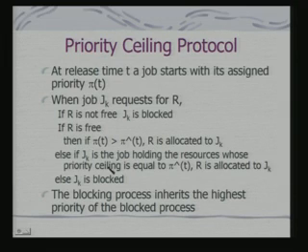So, the resource gets allocated to JK, and the blocking process inherits the highest priority of the blocked process. If there are multiple such blocked processes, it gets the highest priority. This is the same as priority inheritance. So, therefore, priority ceiling protocol is an improvement upon the priority inheritance protocol.